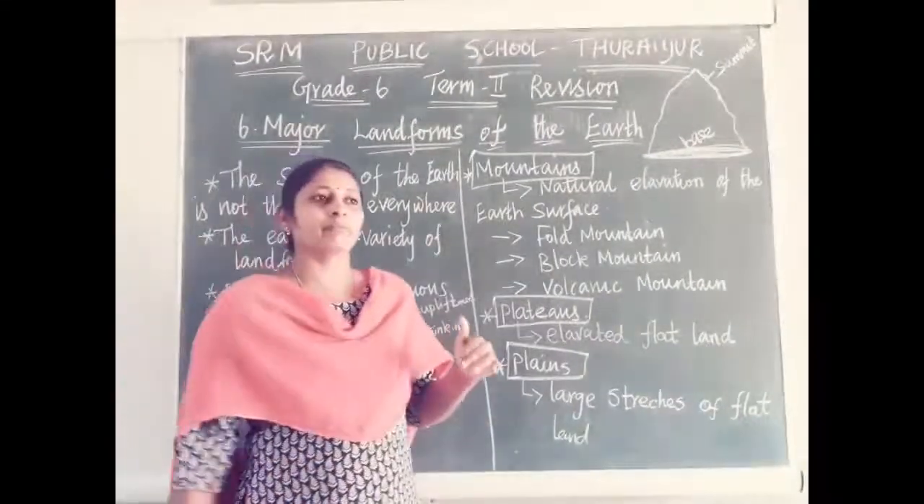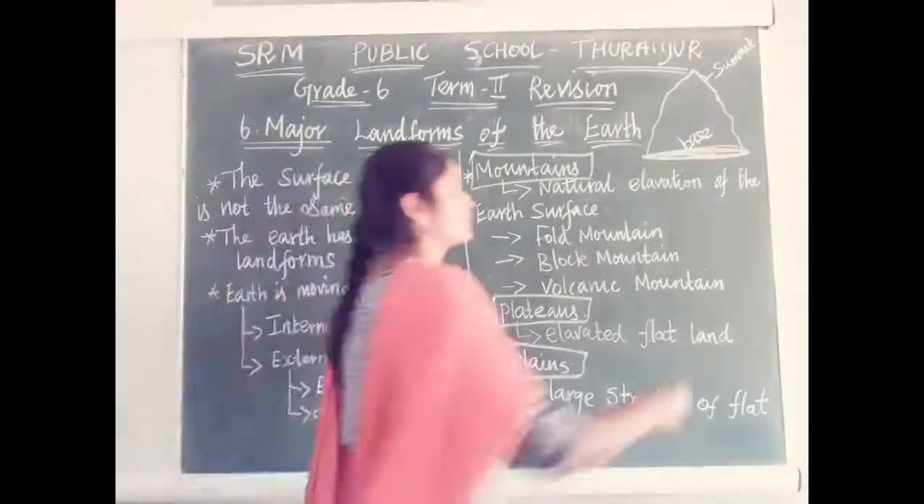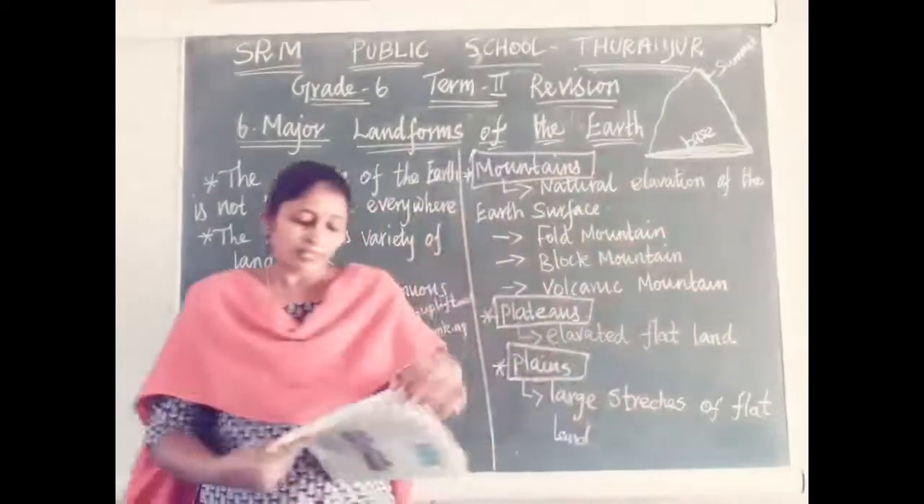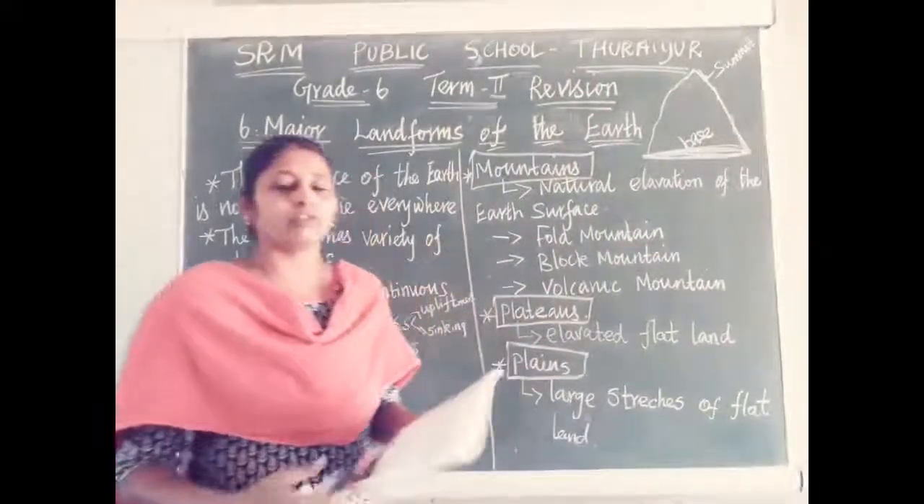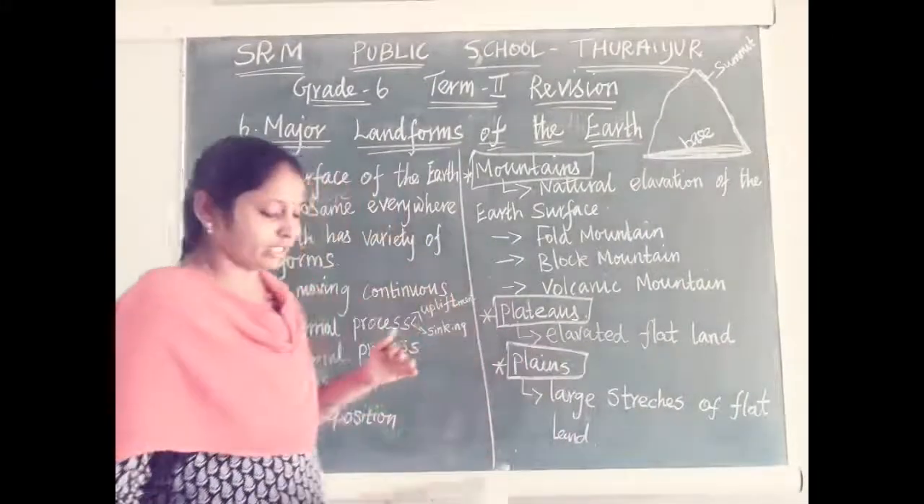Many mountains have a very steep slope. This is what is called a steep slope. So less land is available for farming, and farming activities are also very few in mountains.